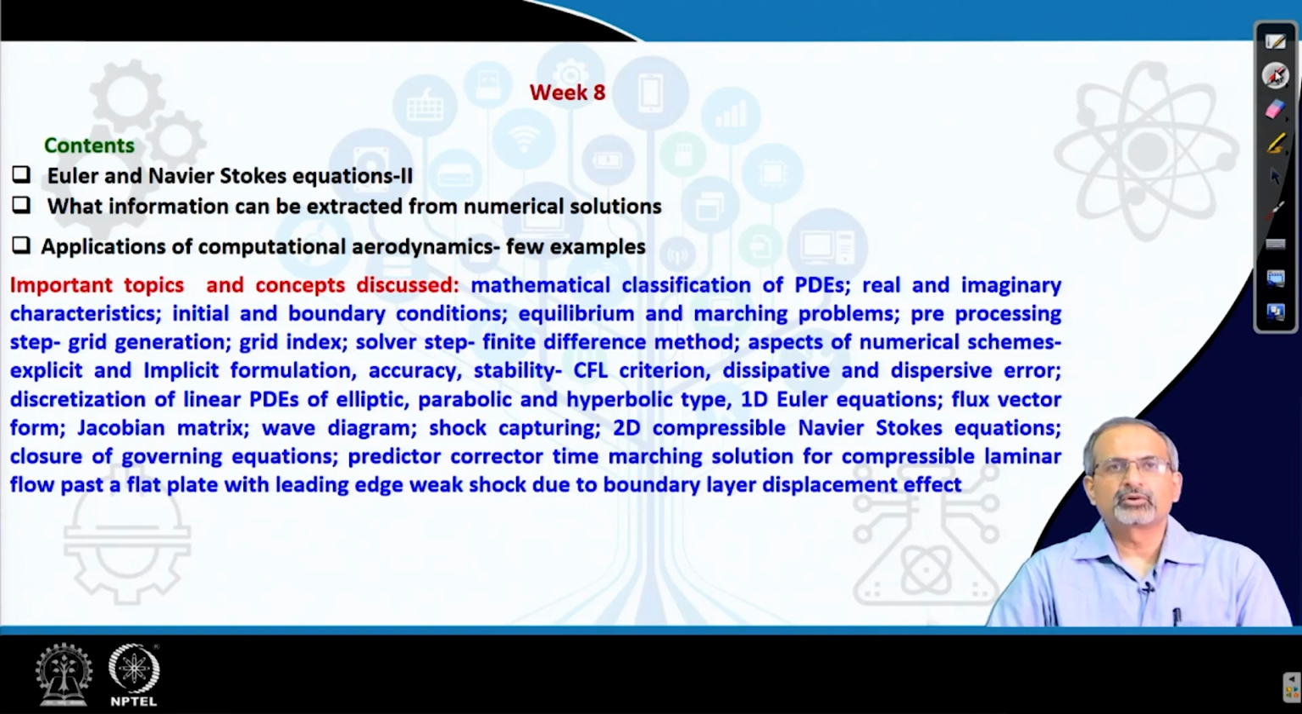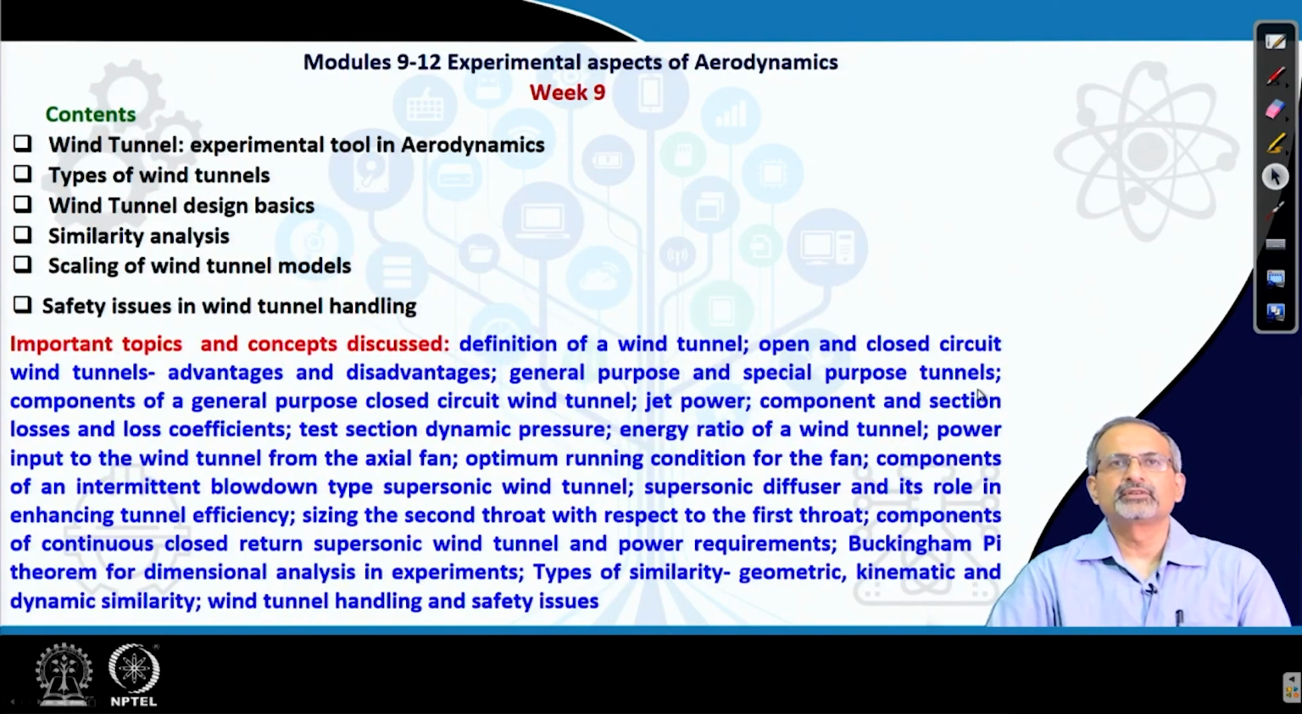Then we discussed a numerical scheme which is a predictor corrector time marching solution for compressible laminar flow past a flat plate, and we found that at the leading edge there is a weak shock which is formed due to boundary layer displacement effect. So, the problem was discussed with enough detail so that the students could even venture into writing their own codes. With that, we ended the numerical section of the course and we moved on to the final section, which is the experimental aspects of aerodynamics.